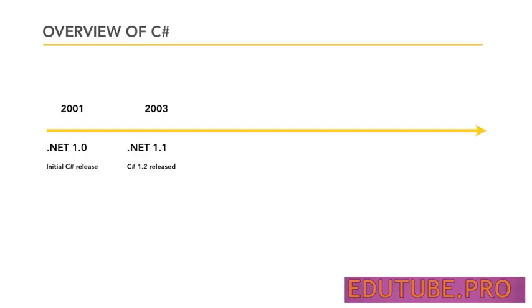Not a whole lot of different changes between the initial C# release and 1.2, a couple of cleaning up things they did in the language, but 2005 is when things began to get interesting. That was when .NET 2.0 came out, and .NET 2.0 introduced some neat little things into C#, things like generics and anonymous methods and iterators and nullable types.